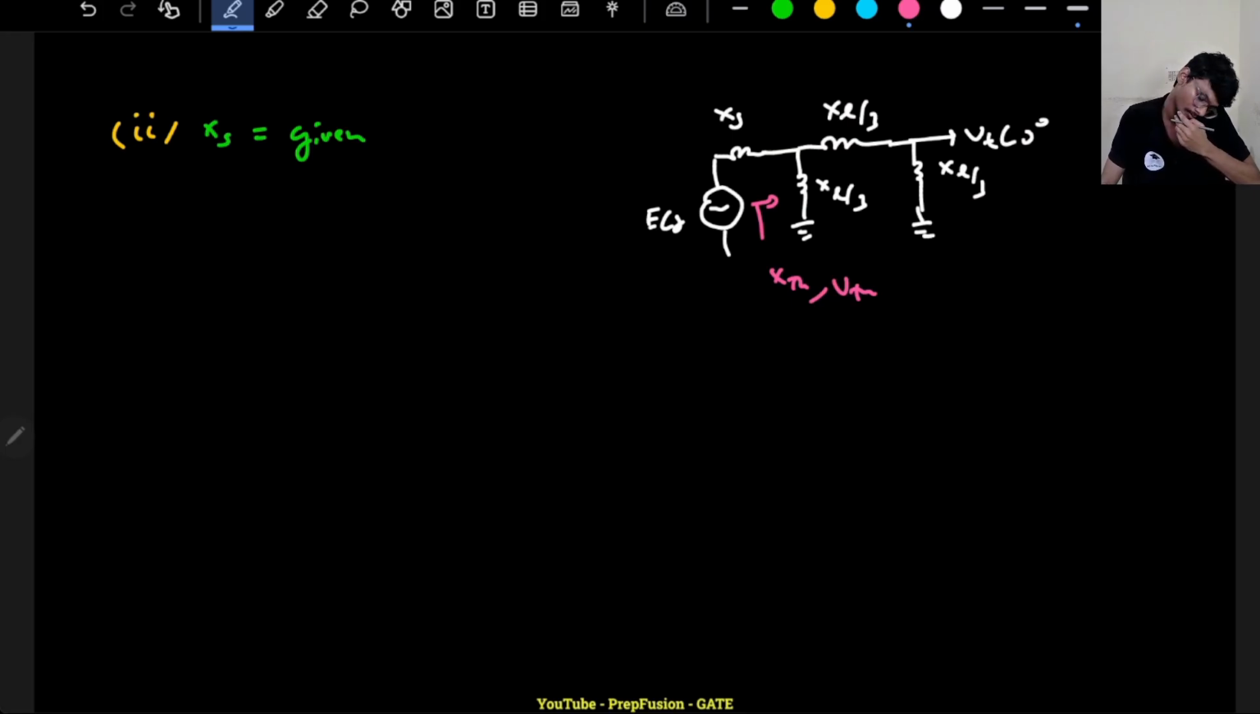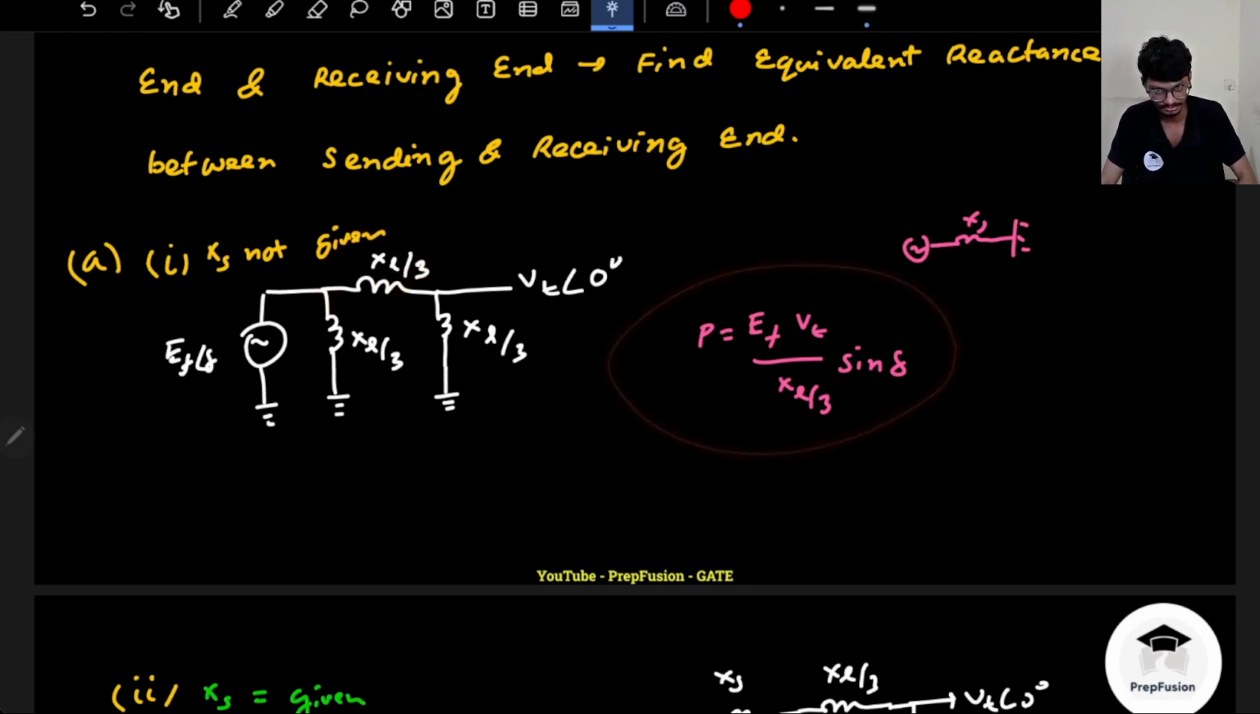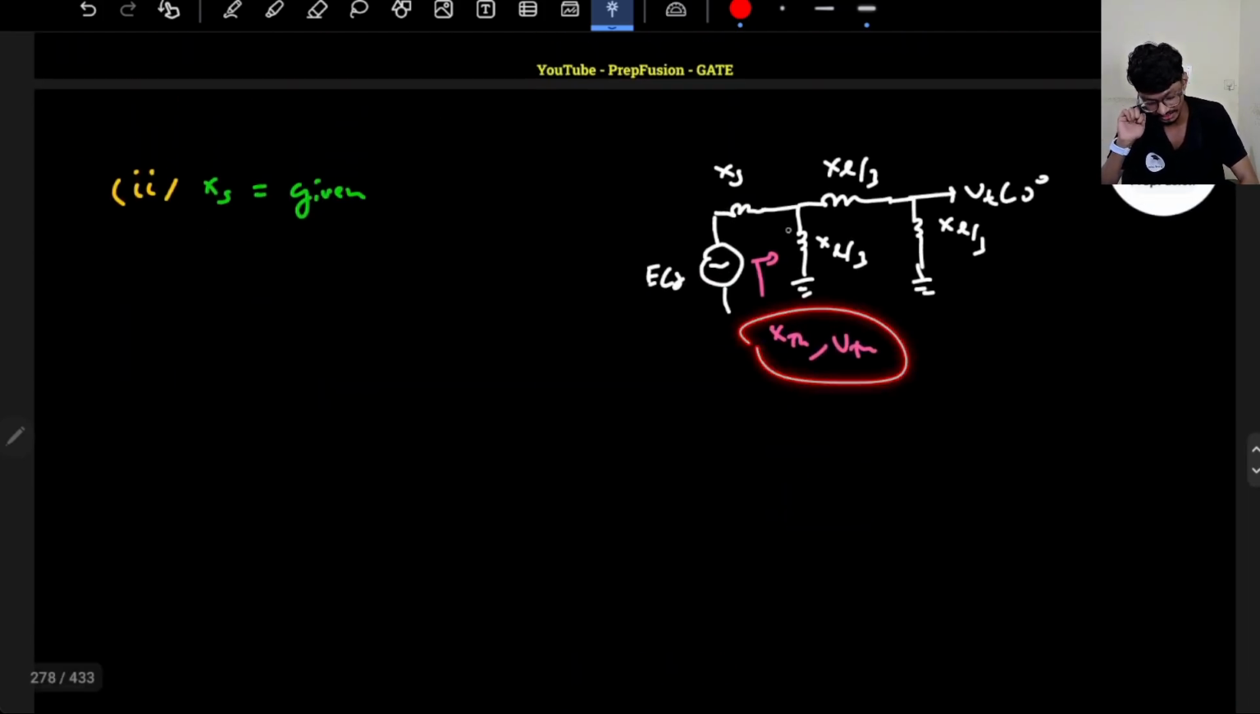Yes, XTH is easy to find out, but how about VTH? VTH is also easy to find out. Unfortunately then you have to find out XTH and VTH, otherwise you will not be able to find out the value. If excess is not given, then you assume they are talking about the power like this, and the assumption is this is acting as a synchronous reactance. Excess is 0 ideally here. Now here, if excess is given, then you have to find out XTH and VTH, and then you can solve it.